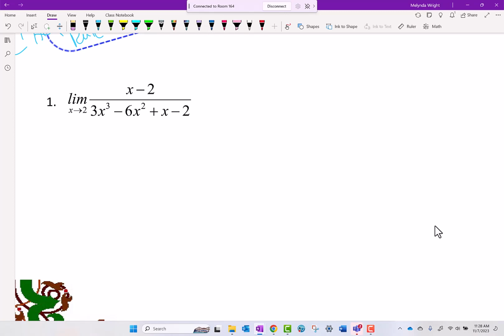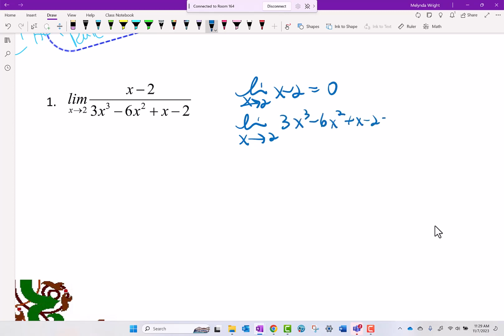Here's what we have to do to use L'Hopital. We have to say the limit as x goes to 2 of x minus 2 is 0. You can write them together, but you cannot make them a fraction. Do not make them a fraction. The limit as x goes to 2 of 3x cubed minus 6x squared plus x minus 2 is 0. This is required.